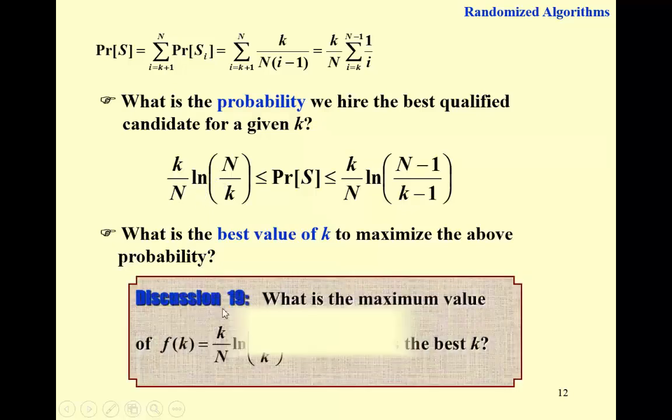So here comes your next discussion question. What is the maximum value of this function, and what is the best k? Well, calculus again. Hope you still remember how to find the extreme value of a function, right? And how to get its critical point. It's the 0 point of its first derivative, right? So go ahead and give it a try.